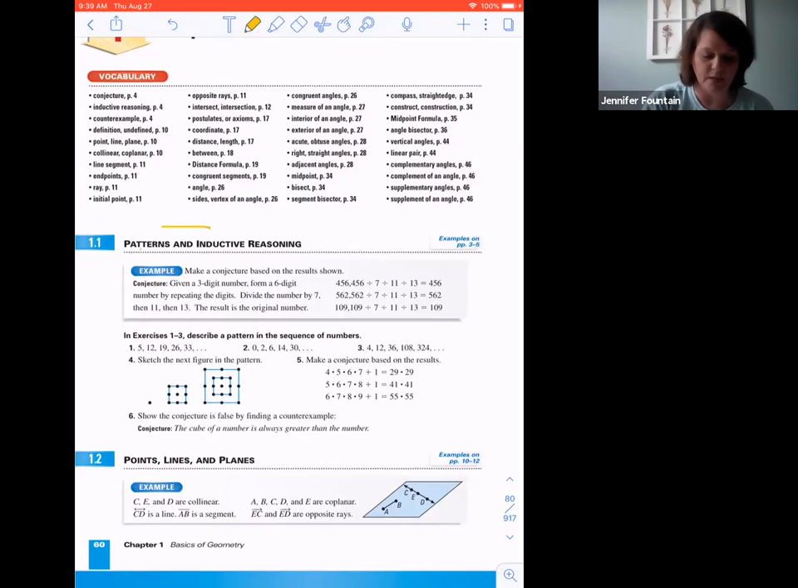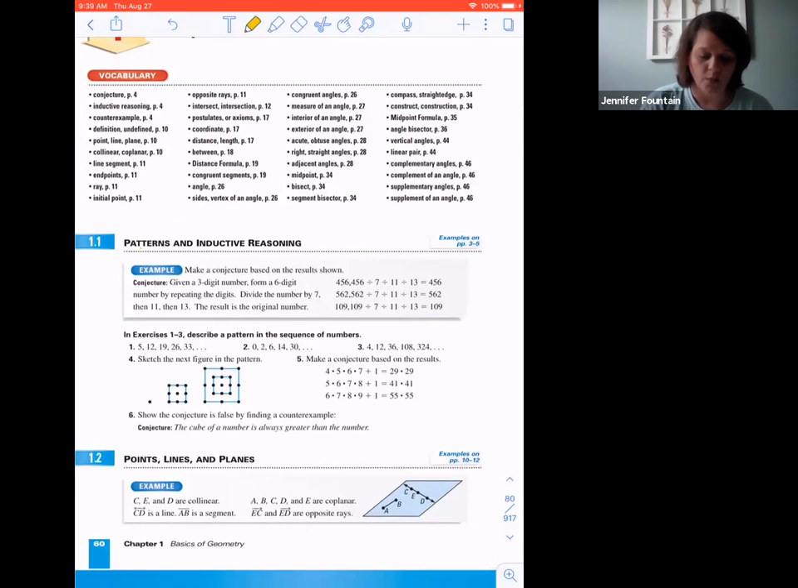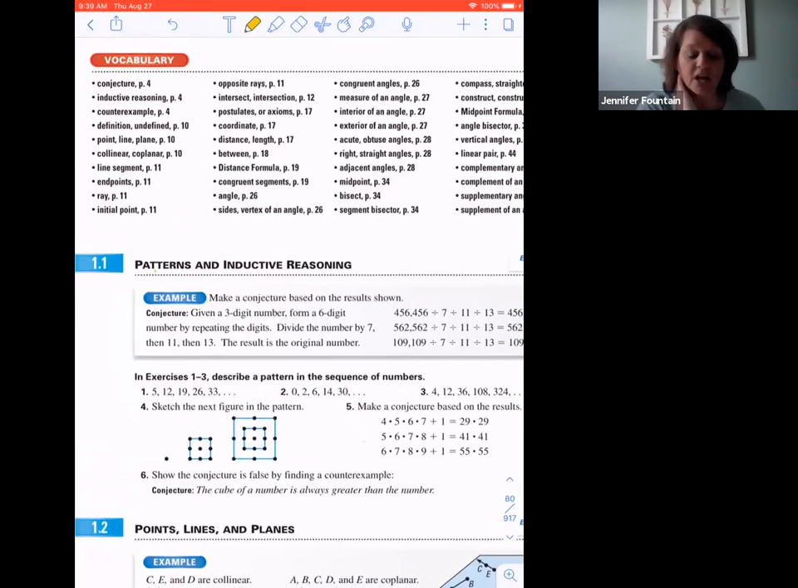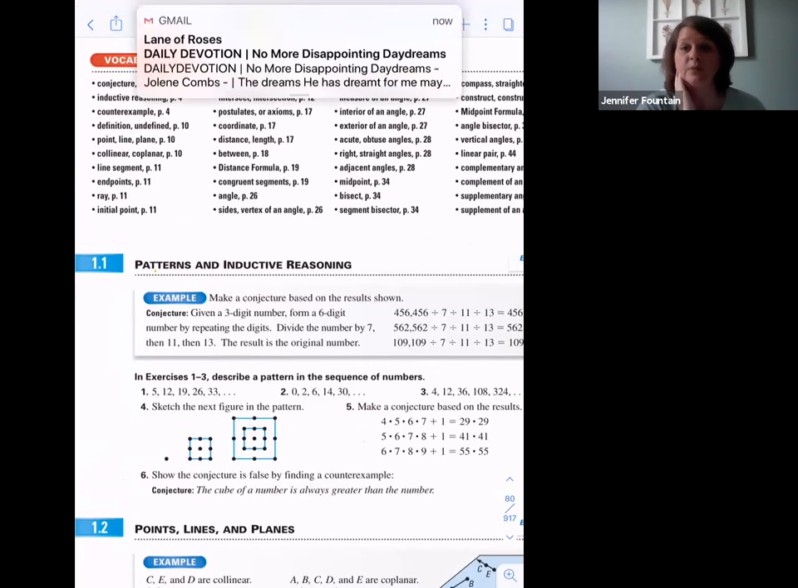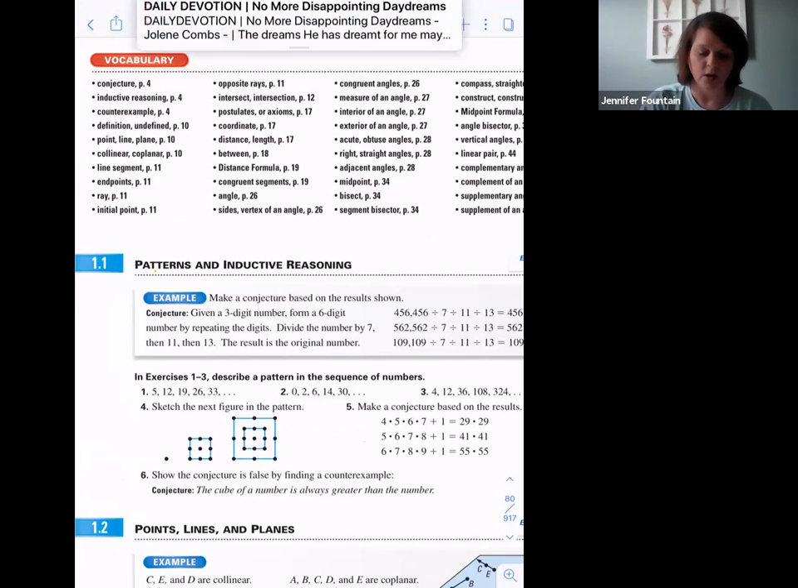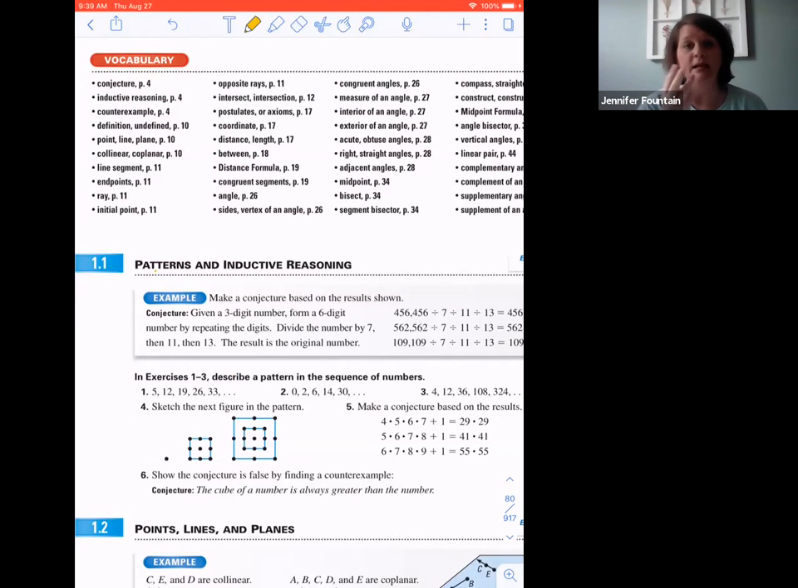It shows that something maybe is not true. We talked about definitions and we talked about undefined terms. We talked about how there are certain undefined terms that we just kind of accept as truth. And the undefined terms that we talk about in geometry are a point, a line, and a plane. Okay, those are undefined terms.